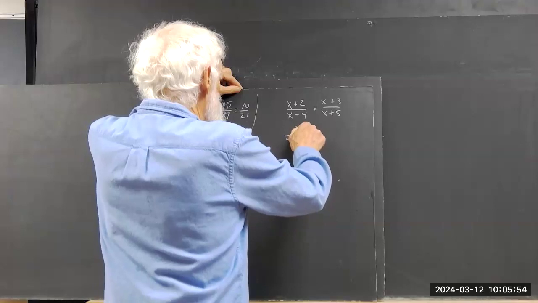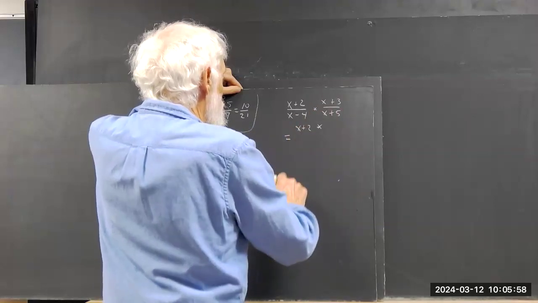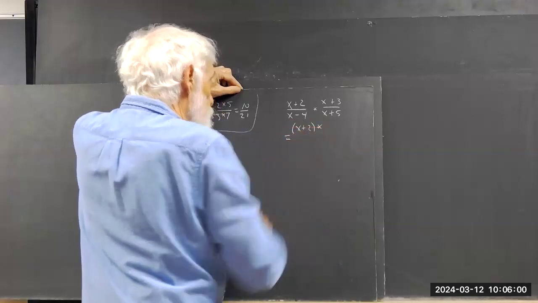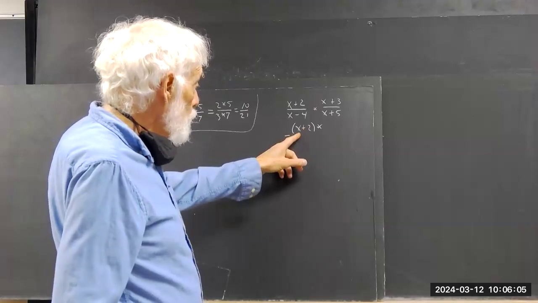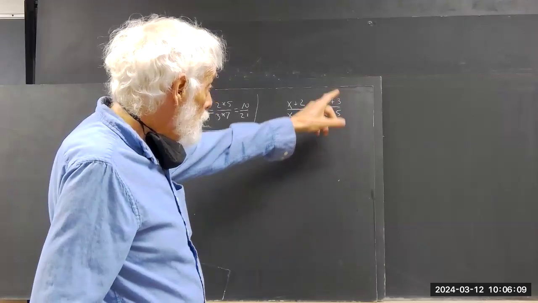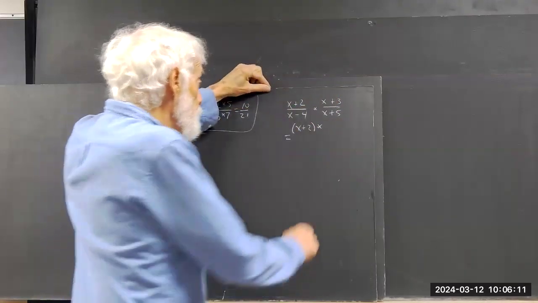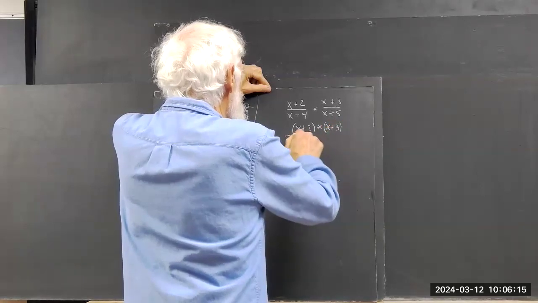numerator here is x plus 2, and that has to be multiplied by the numerator here. Of course, we have to put parentheses around this because if you don't, you're not going to be multiplying the whole numerator by anything. So you've got to multiply the whole numerator here by the whole numerator here. And that's going to give you this.